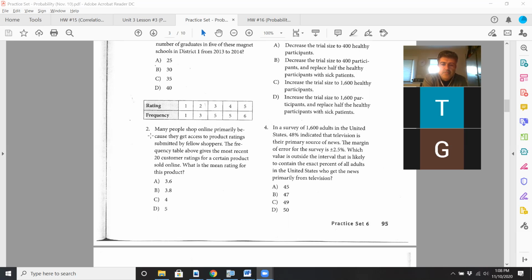Many people shop online primarily because they get access to product ratings submitted by fellow shoppers. The frequency table above gives the most recent 20 customers' ratings for a certain product sold online. What is the mean rating for this product?